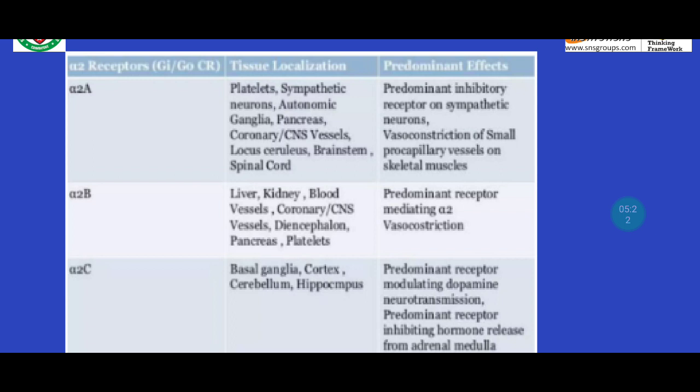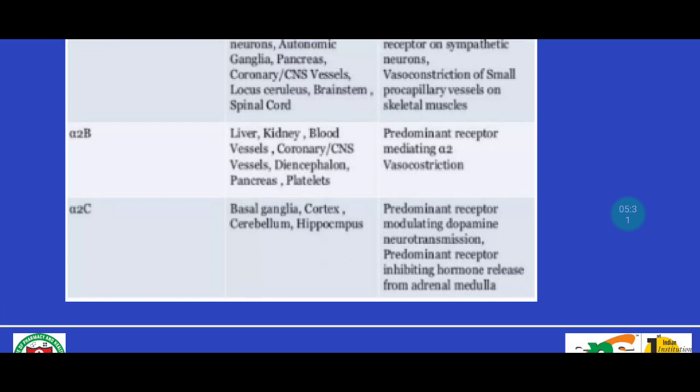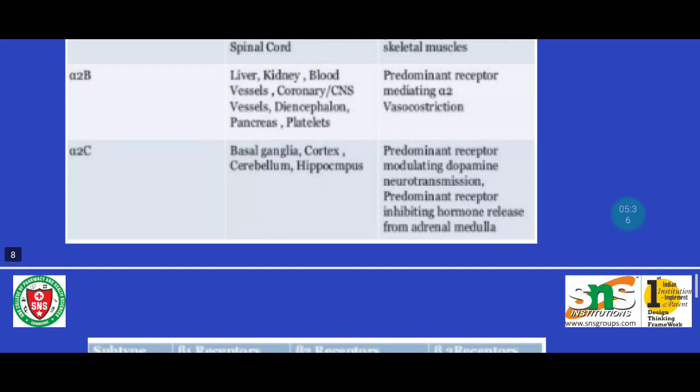Next one is alpha 2C, present in basal ganglia, cortex, cerebellum, hippocampus. It is the predominant receptor modulating dopamine neurotransmission, and the predominant receptor inhibiting hormone release from adrenal medulla.